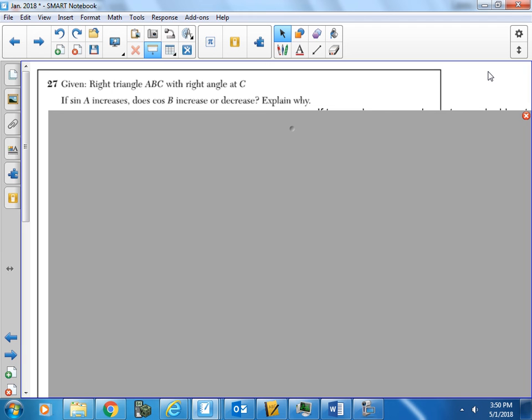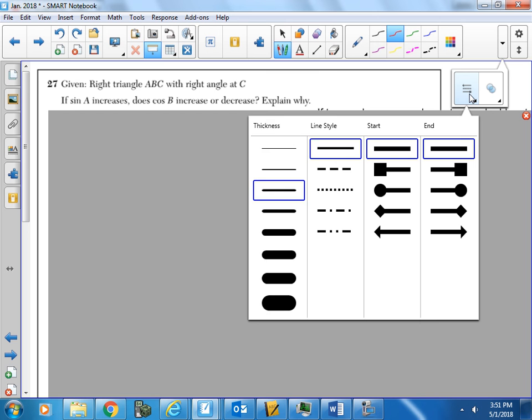All right, let's look at number 27. It says, given right triangle ABC with a right angle at C, if sine of A increases, does the cosine of B increase or decrease, and explain why? Okay, now, a couple things. They say it's a right triangle with right angle at C. So if you wanted to draw a right triangle, that might be helpful to help you picture it. So I could just draw a right triangle here. And I know that this is C.